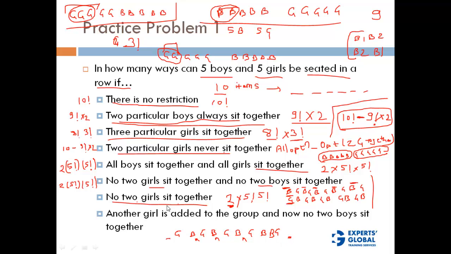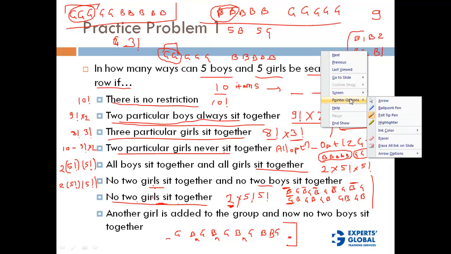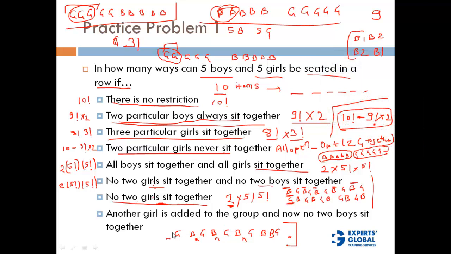One instance of no two girls sit together will be no two girls sit together and no two boys sit together. But there are also going to be other cases where boys are sitting together but still girls are not sitting together. That means this arrangement is not the same as that arrangement. This is the more general case. So how do we go about it? We will only worry about boys now, because there is no restriction on boys, right? So we'll make the boys sit first, and then we'll see in how many ways girls can sit.